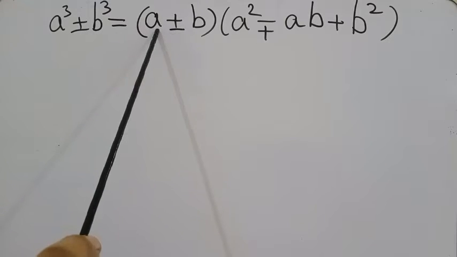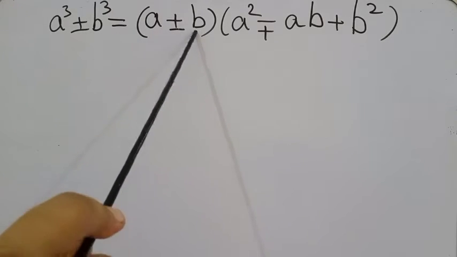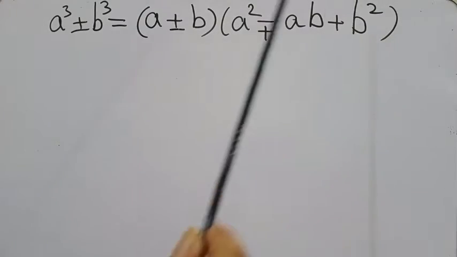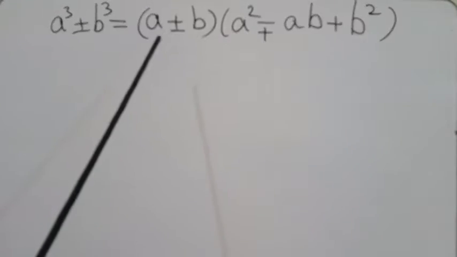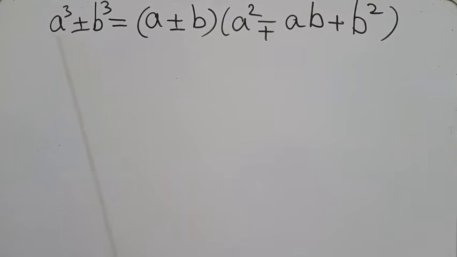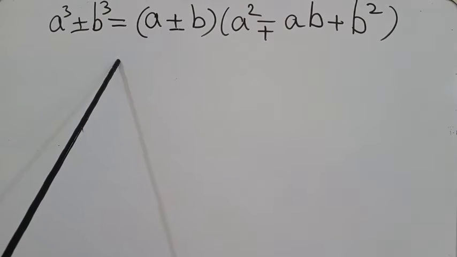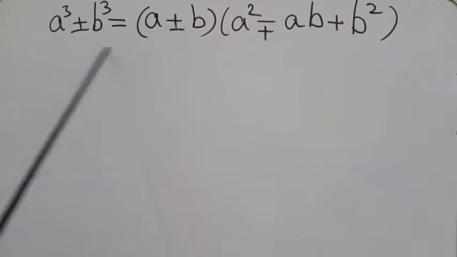This is equal to a plus minus b multiplied by a square minus plus ab plus b square. Mathematics for class 9th, unit number 4, algebraic expressions and algebraic formulas. Now we solve exercise 4.6 by using this formula.